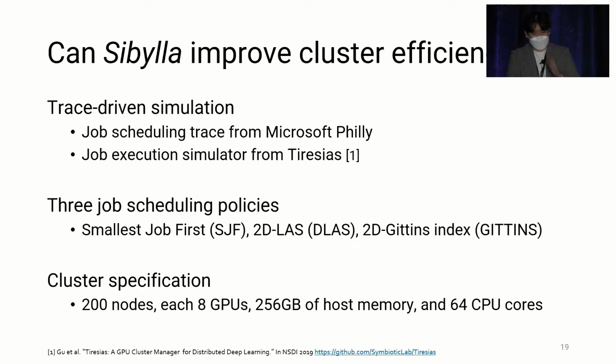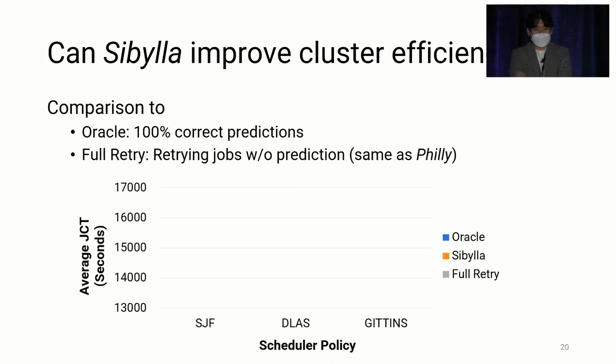The next question is, can Sibylla improve cluster efficiency? We simulated based on a trace from Microsoft Philly, and the simulator is from preceding research. We simulated 3 policies: smallest job first, and 2 recently proposed policies, DRAS and GTINs. The cluster simulation has 200 machines, each with 8 GPUs. We have 2 competing policies: Oracle, which has 100% accurate prediction, and full retry, which retries jobs a fixed number of times like Microsoft Philly.